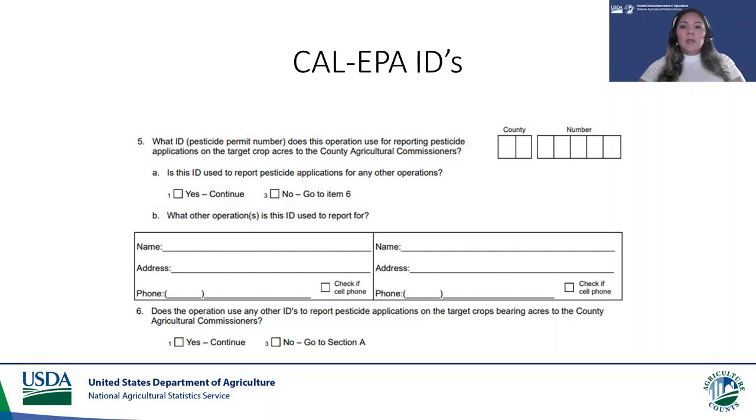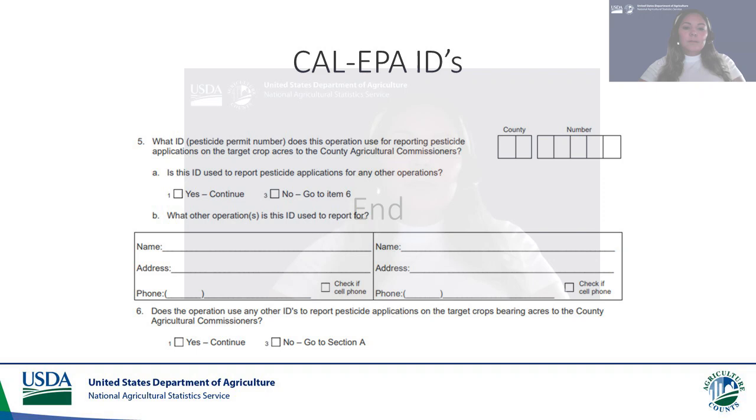One ID may be entered in question 5 and may include both letters and numbers. If there are additional IDs for the operation, they can be listed in question 6. And that is it.